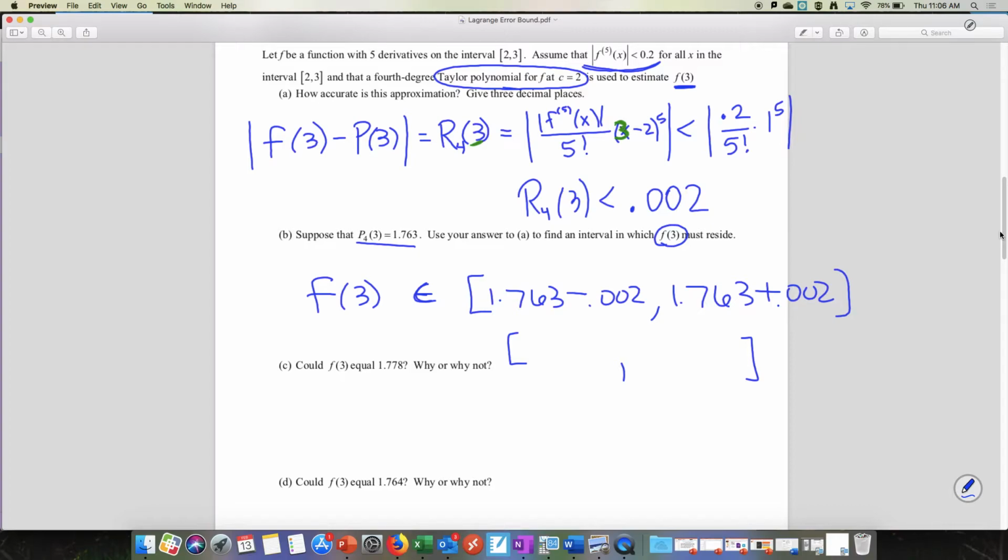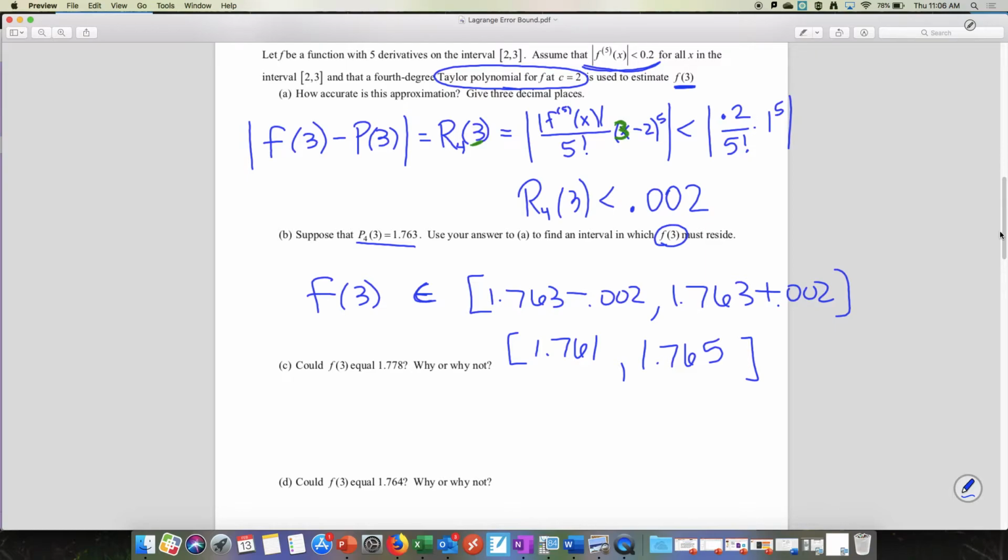Okay, so we have 1.761 and 1.765. We know the real f of 3 would be in that interval. If you write it as an inequality, that's fine too.